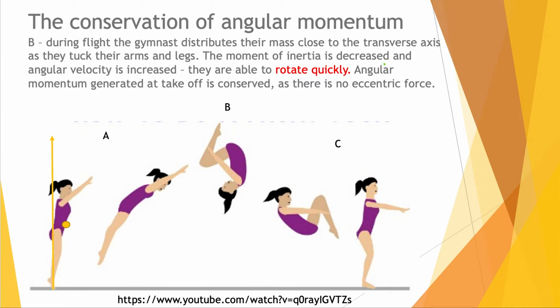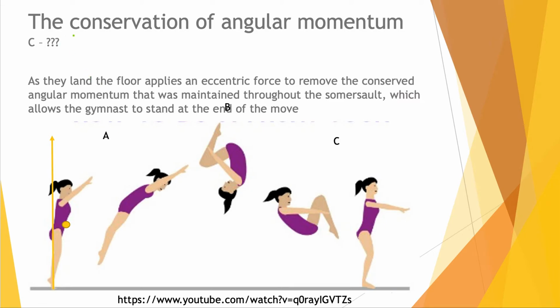So by decreasing moment of inertia, we must increase angular velocity. This means for this gymnast that they're able to rotate quickly in this somersault. Angular momentum was generated at takeoff and it's conserved at this point because there is no eccentric force at the moment. So point C then.